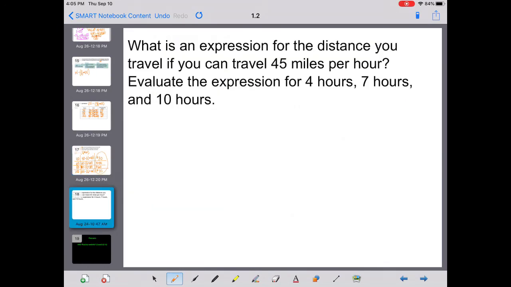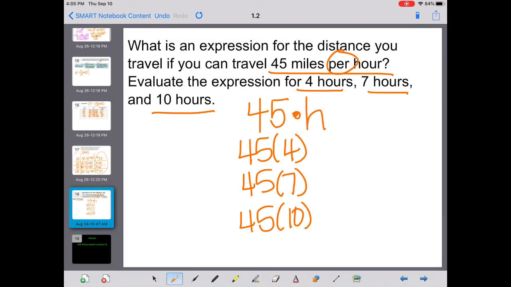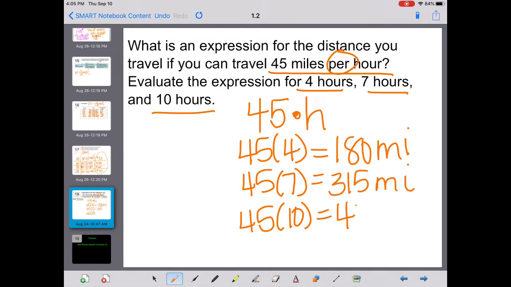Last word problem. What is an expression for the distance you travel if you can travel 45 miles per hour? Remember the word per means to multiply. So we have 45 miles per hour. And then they're giving us 4 hours, 7 hours, and 10 hours to try out. So if I plug in a 4, a 7, and a 10, that tells me that I would be able to go 180 miles, 315 miles, or 450 miles.